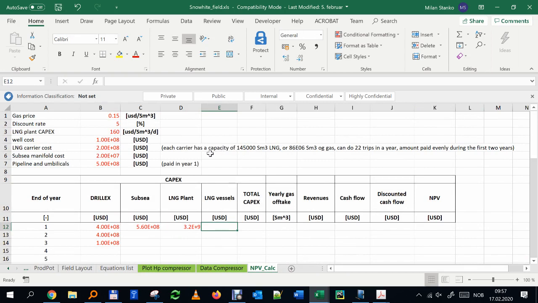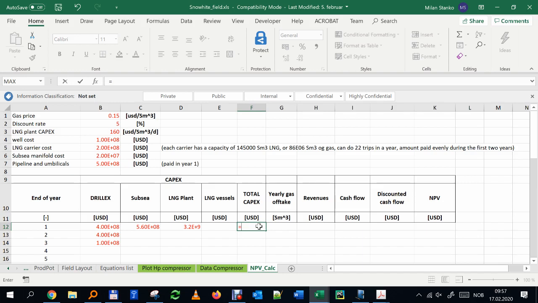LNG vessels. How many vessels do I need? Each vessel costs 200 million. Every one can transport 86 million standard cubic meters of gas, and they can do 20 trips a year. I leave that to you to calculate how many, because we are now close to the end.